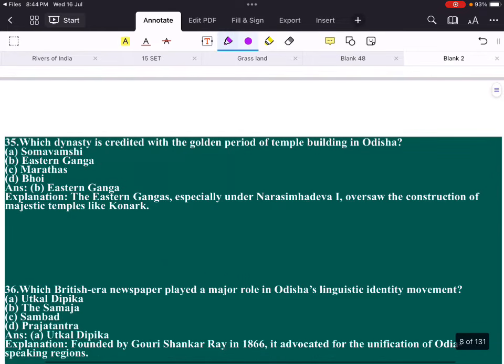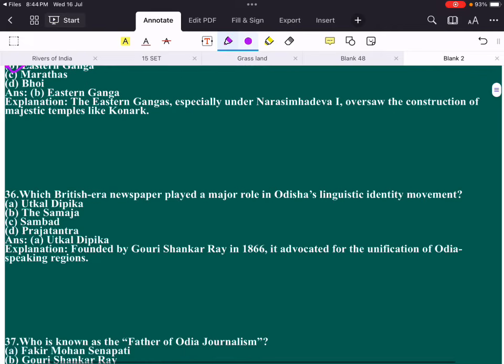Which dynasty is credited with the golden period of temple building in Odisha? That is Eastern Ganga. Option B is the correct answer. Which British era newspaper played a major role in Odisha linguistic identity movement? That is option A, Utkala Deepika.